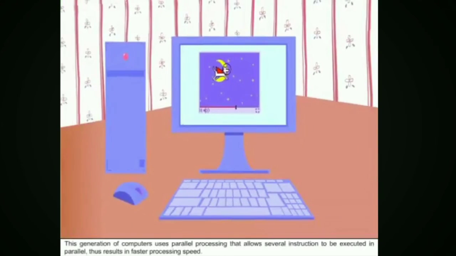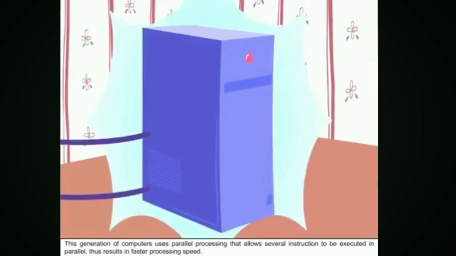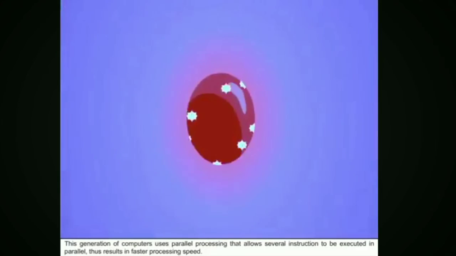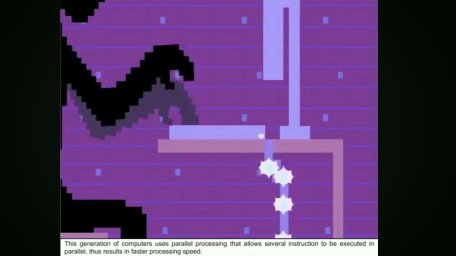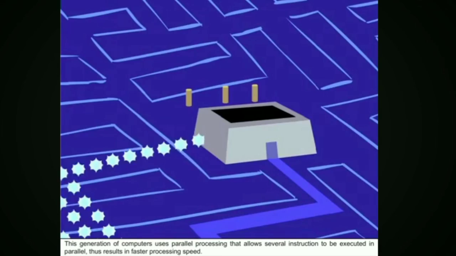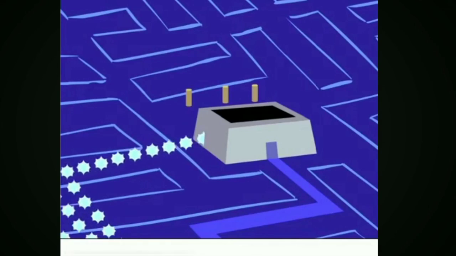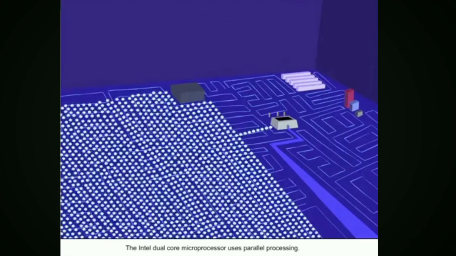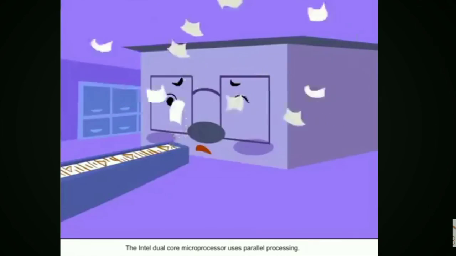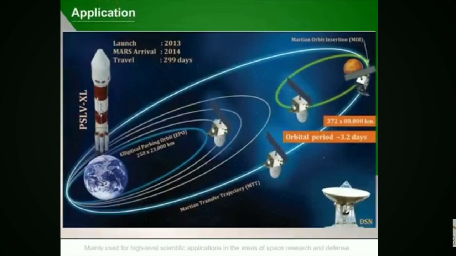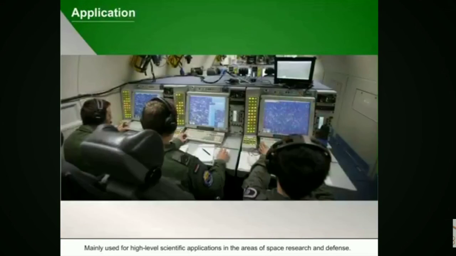Applications. This generation of computers uses parallel processing that allows several instructions to be executed in parallel, thus results in faster processing speed. The Intel Dual Core microprocessor uses parallel processing, mainly used for high-level scientific applications in the areas of space research and defense.